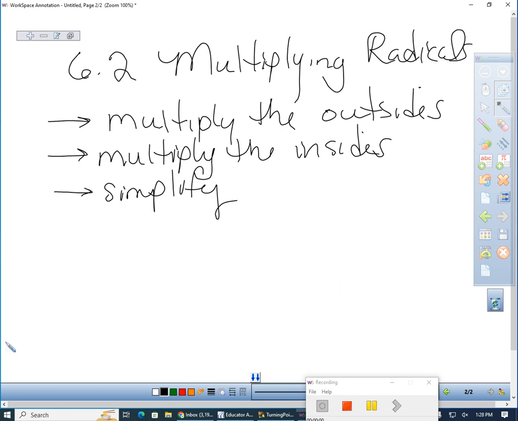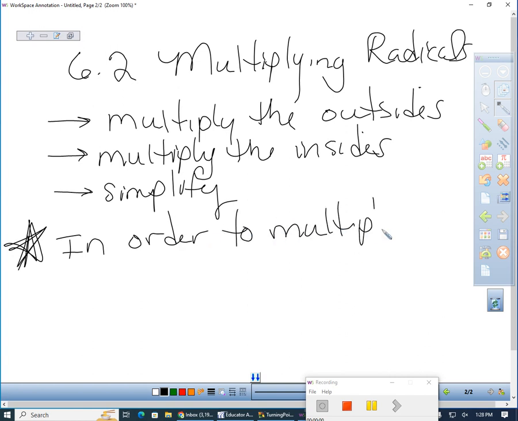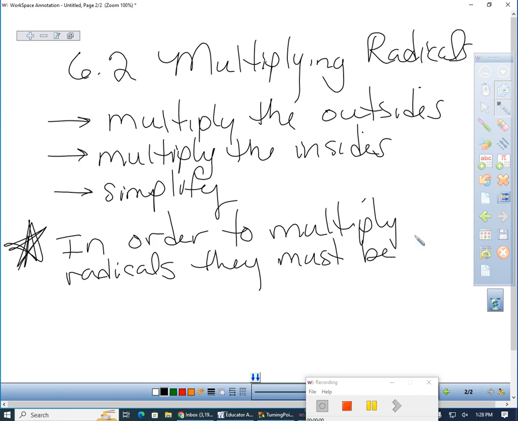The only thing that is very important today, the one rule, I'm going to put a star here before we get started. In order to multiply radicals, they must be the same dimension. You cannot multiply a square root with a cube root. They have to be the same in order to multiply them together.